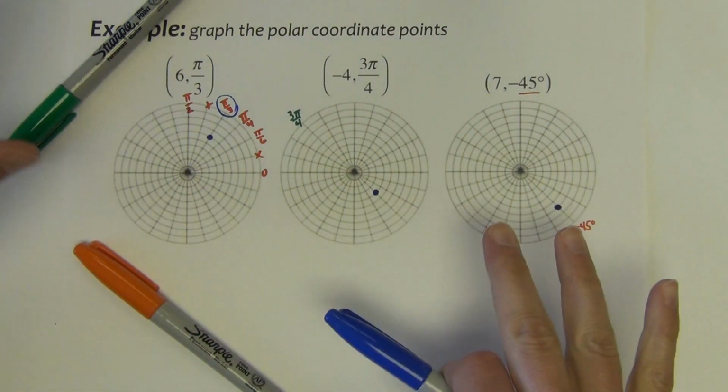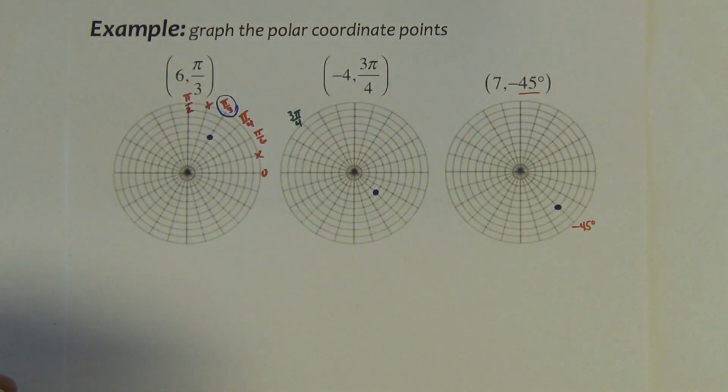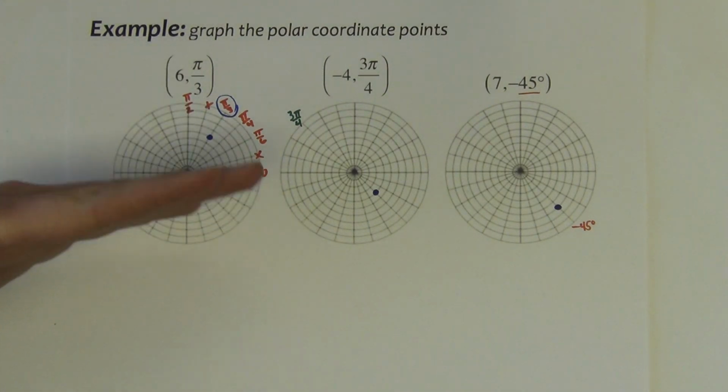Okay, so just a few examples of plotting points with this system. Again, we need two pieces of information. We need to know how far from the pole are we, and at what angle off the polar axis are we measuring.